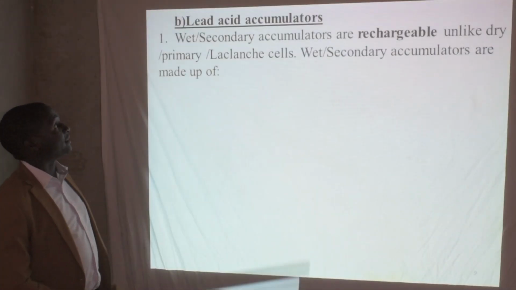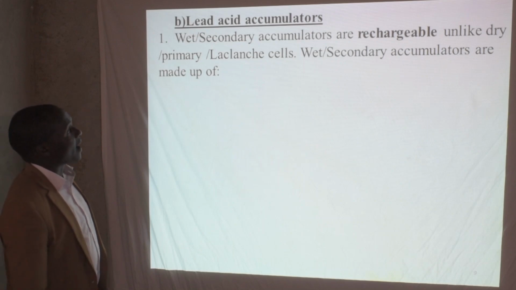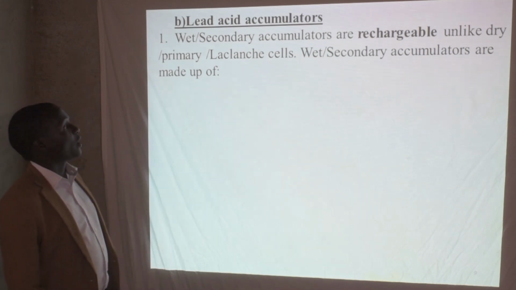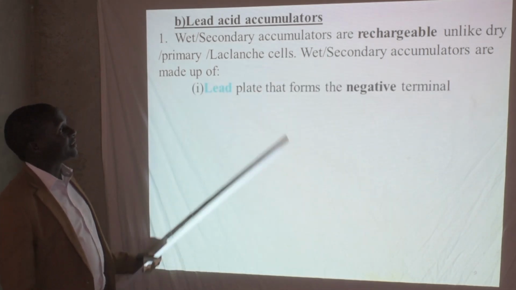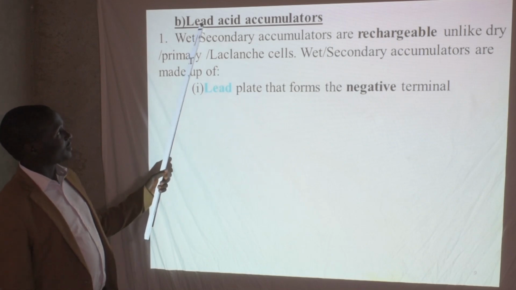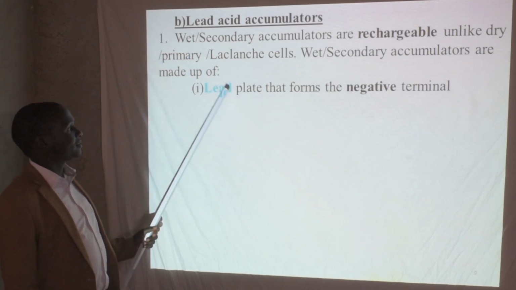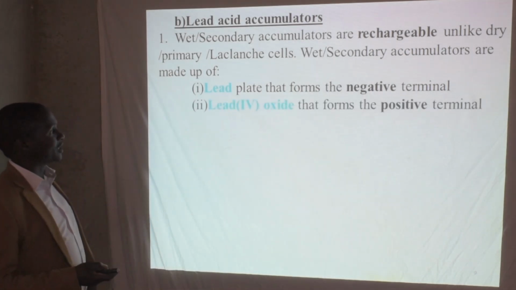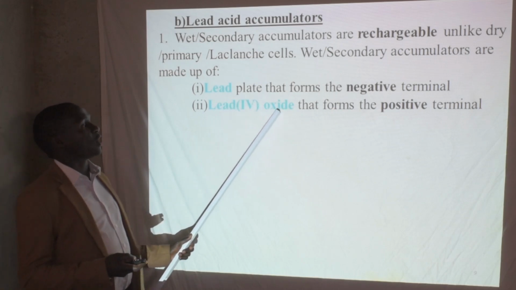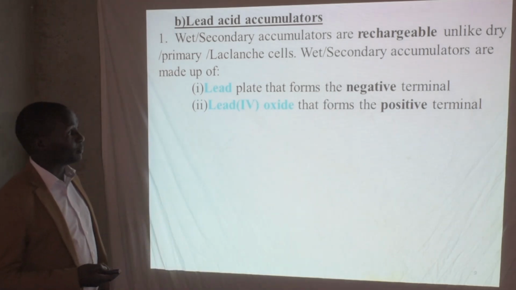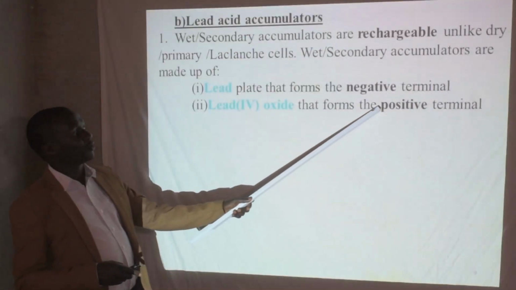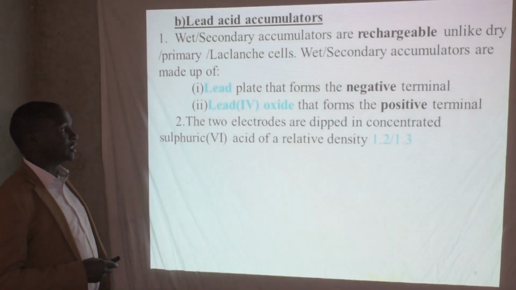This is what we call the secondary cells. Accumulators are rechargeable, unlike primary cells. This one is made of lead plates. As the name suggests, it's made of lead. So lead plates form the negative terminal. Later on, we are going to see the diagram. Then we have the lead peroxide, which forms the positive terminal. Lead peroxide, not lead oxide. It is lead 4 oxide. So this forms the positive terminal, and the other one forms the negative terminal. It is very easy for you.